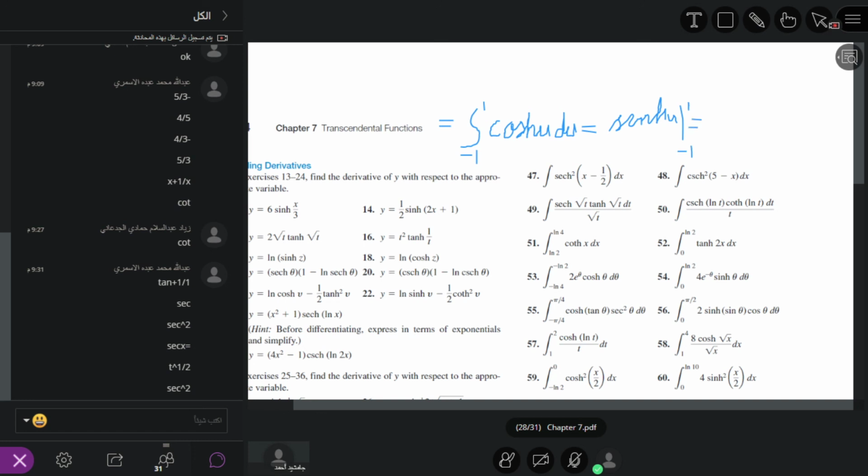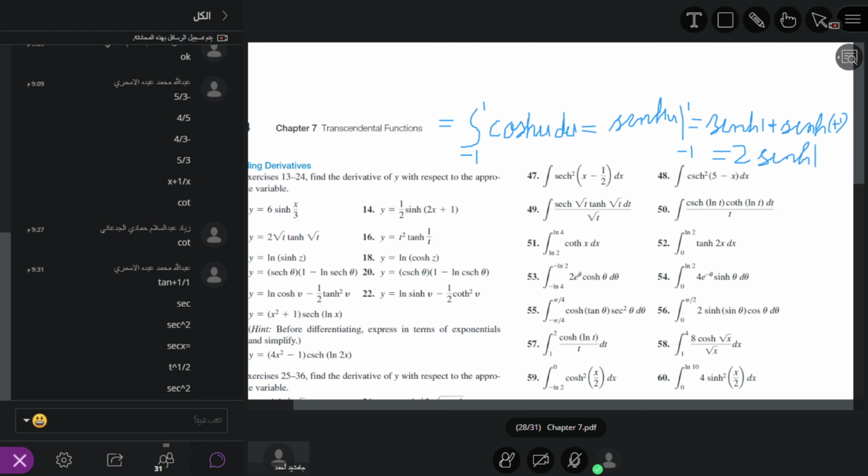Now first we put upper limit. So it is equal to sine hyperbolic 1 minus sine hyperbolic minus 1. It is the property of the sine, it repels the negative outside. So thus we get sine hyperbolic 1 plus sine hyperbolic 1, so we get 2 sine hyperbolic 1. This is the answer.